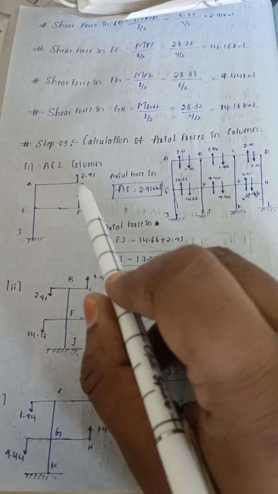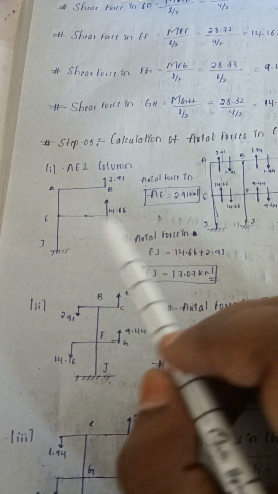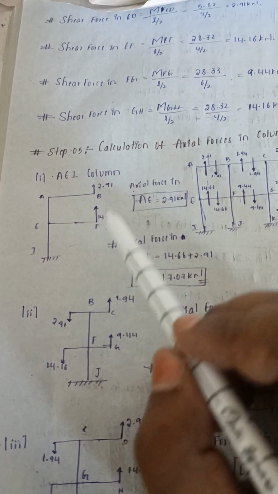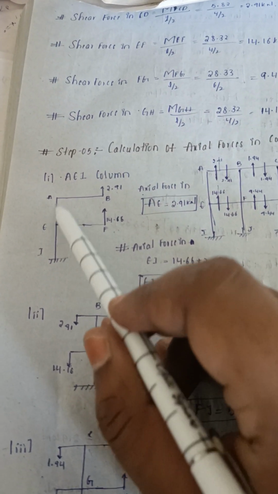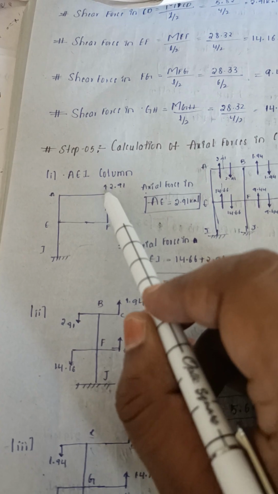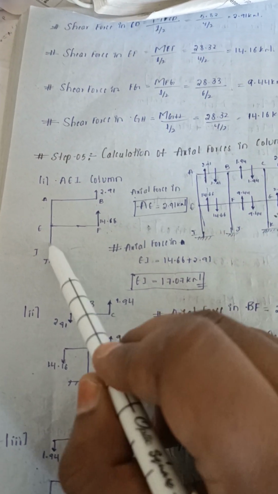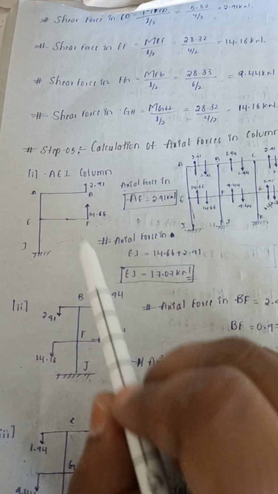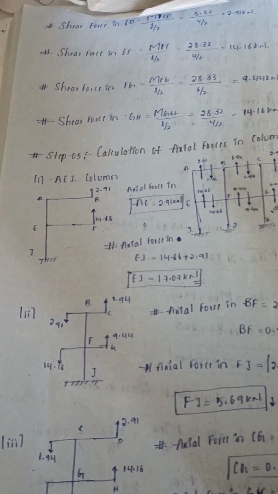These forces upwards is there now? Yes. So now axial force in this is nothing but sum of the two. So axial force in AE, first axial force in AE equal to only upward force we need to take, 2.91. Next, axial force in EI. We need to take both the forces, sum of these forces, 2.91 plus 14.66. We will get axial force in EI is 17.07, like that.